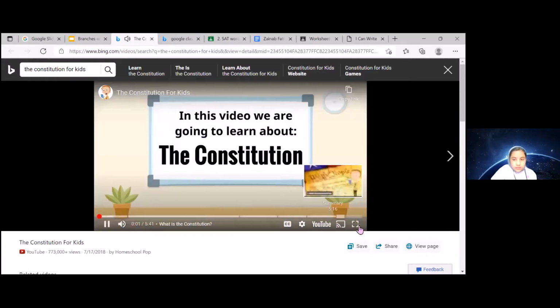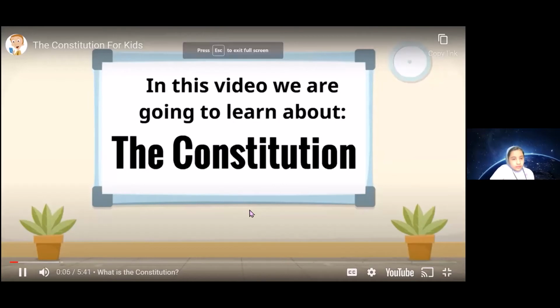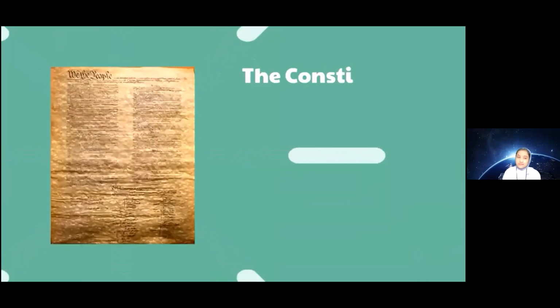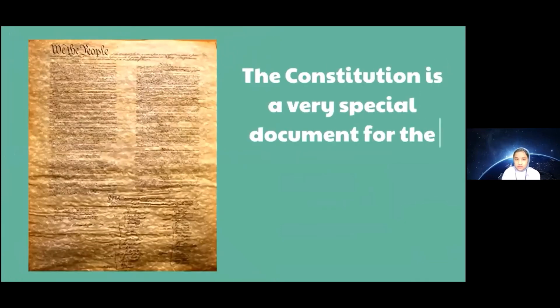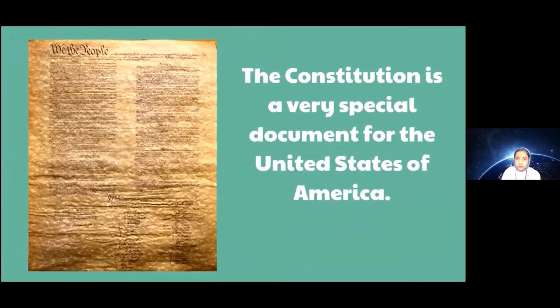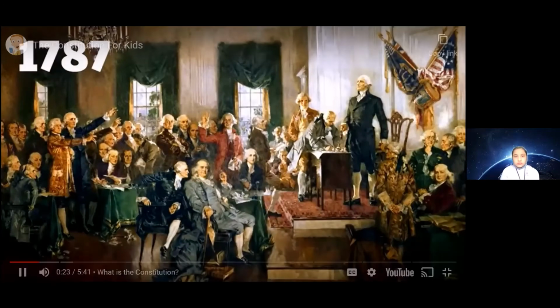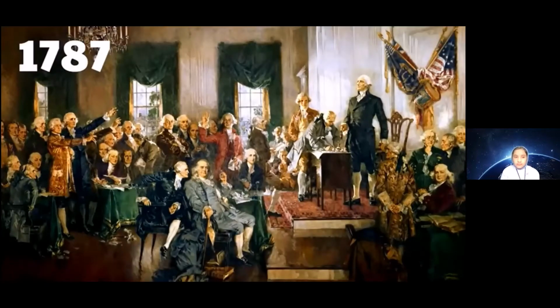In this video, we are going to learn about something very important called the Constitution. That's right, the Constitution. The Constitution is a very special document for the United States of America. It was written in 1787. It was the plan for how the government of the United States of America would run. It was important for the United States to approve a constitution so everyone would know how this new government would operate.